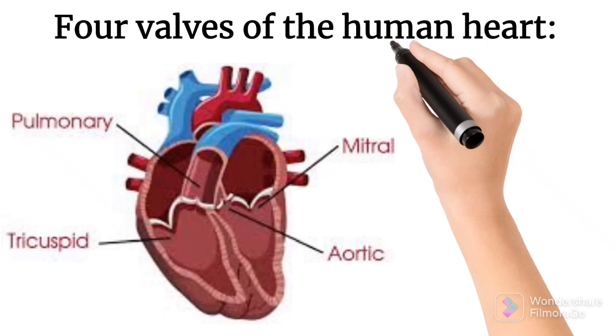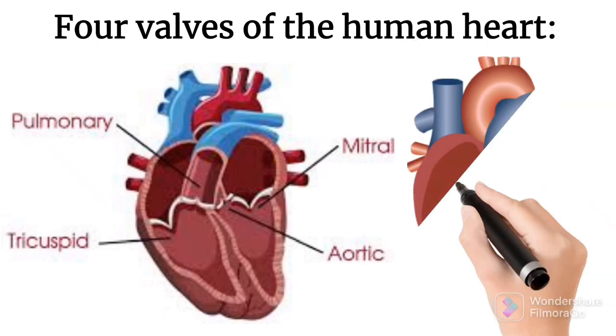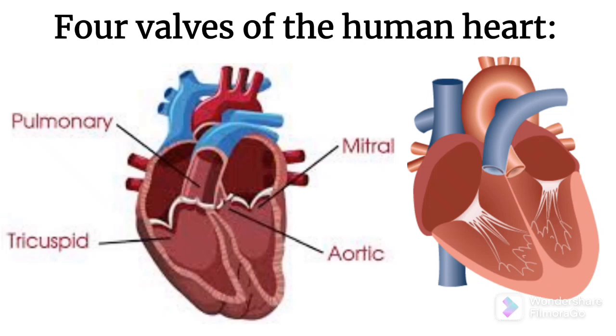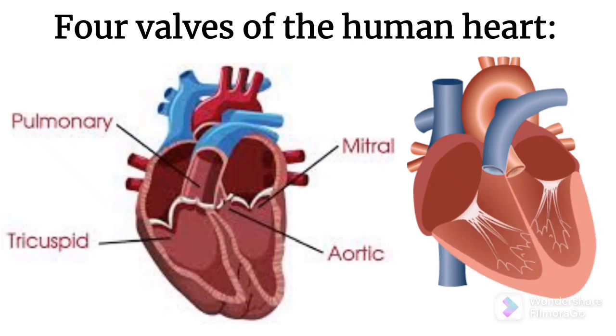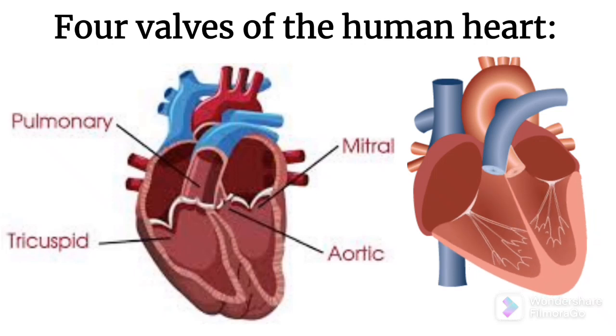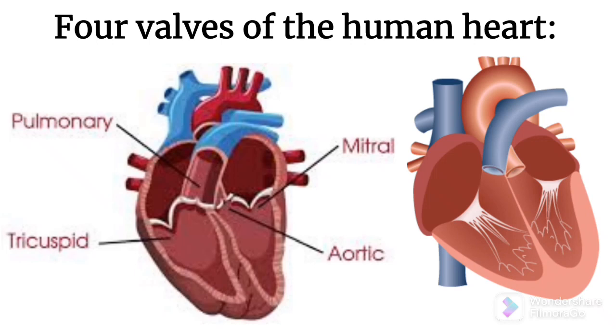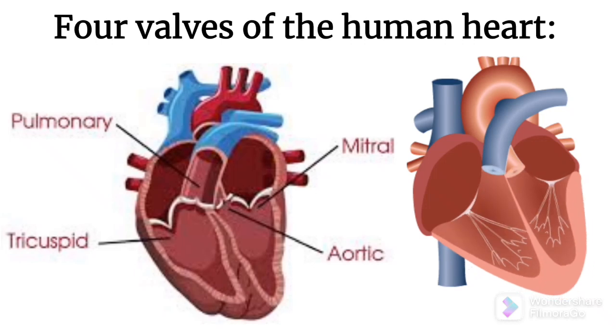Aortic valve. On the left side, aortic valve is located between the left ventricle and the aorta, the largest artery of the body, which supplies blood to different parts of the body. The human heart is a very essential organ of the human body. The heart's unique design allows it to accomplish the incredible task of circulating blood through the human body.